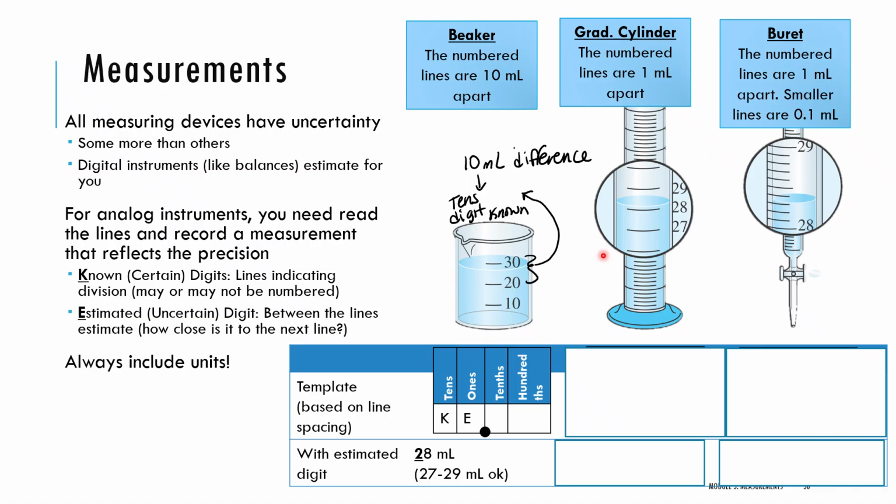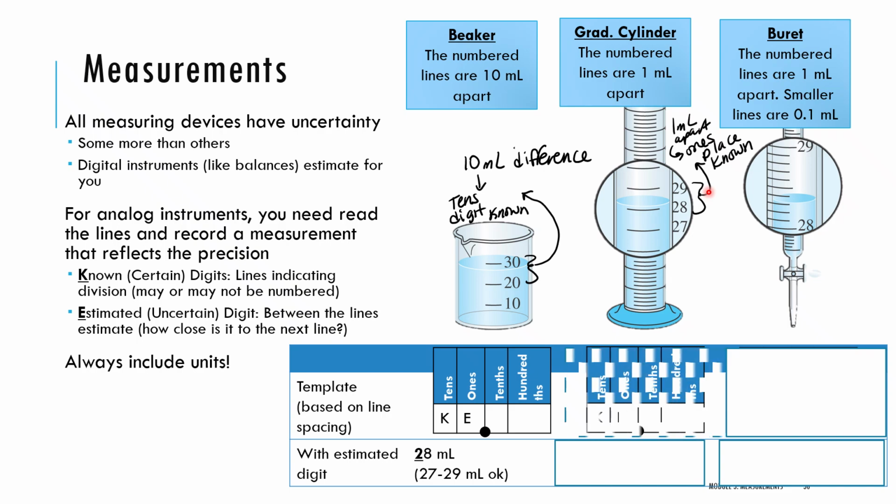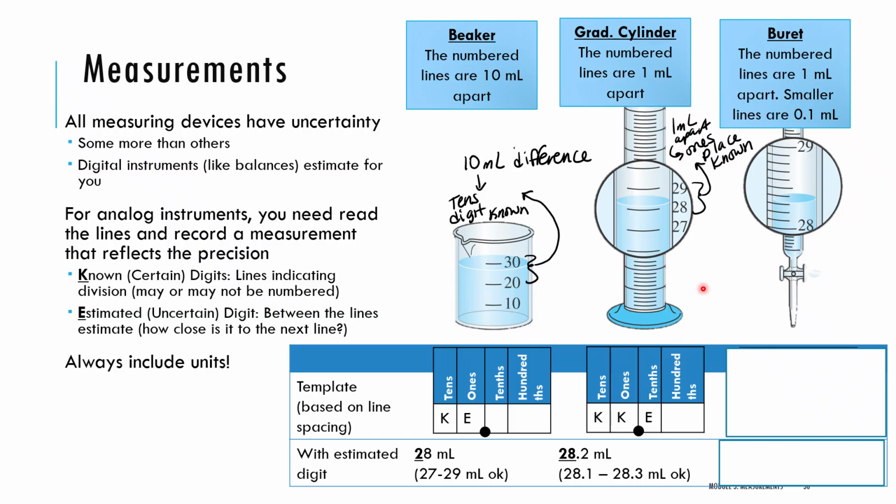Next, consider the graduated cylinder shown. The labeled lines are at 27, 28, and 29 milliliters, which are 1 milliliter apart. This tells us that the ones place is known. If the volume is greater than 10 milliliters, then the tens place is also known. This means that the estimated digit will be in the tenths place, giving us the template KK decimal E. The liquid level is slightly above 28 milliliters, so a reasonable estimate is 28.2 milliliters. Values between 28.1 and 28.3 milliliters would also be acceptable.